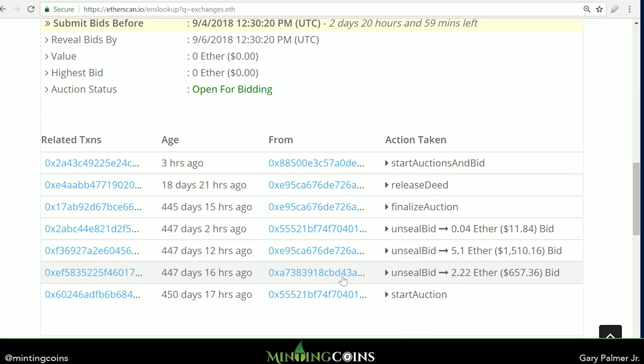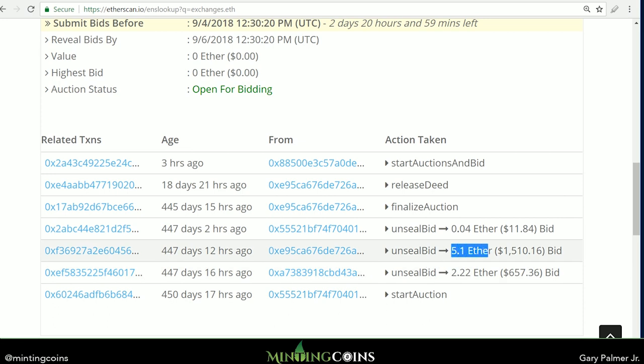And then we had 3 bids on it. We had one for 2.22. We had another one for 5.1. And we had the last one, which is for 0.04, just $11-12. This is the same address as the guy that started it. So the guy that started it bid 0.04 Ether. The highest bid was 5.1. The second highest bid was 2.22.